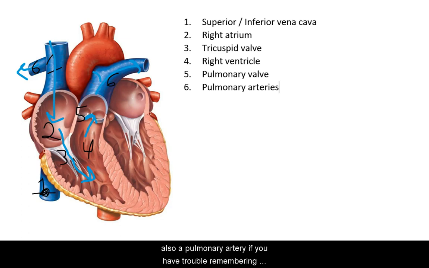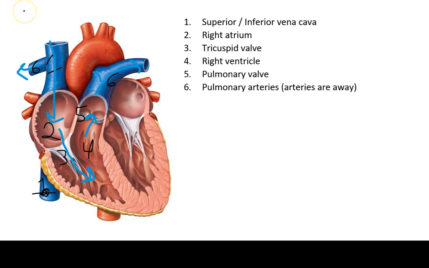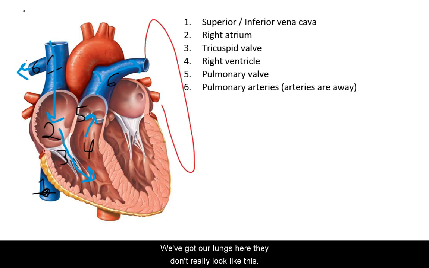If you have trouble remembering which way blood is flowing, or what veins and arteries are doing, arteries are away. Arteries take blood away from the heart. Next, we've got our lungs here. They don't really look like this.